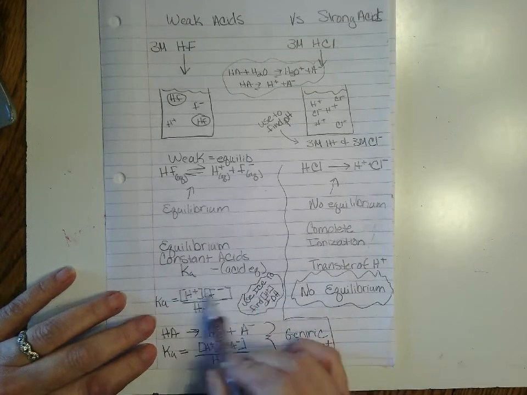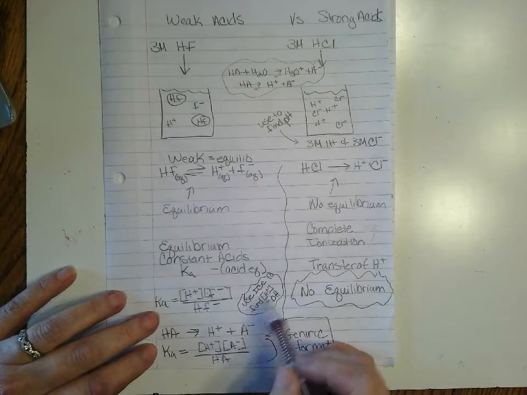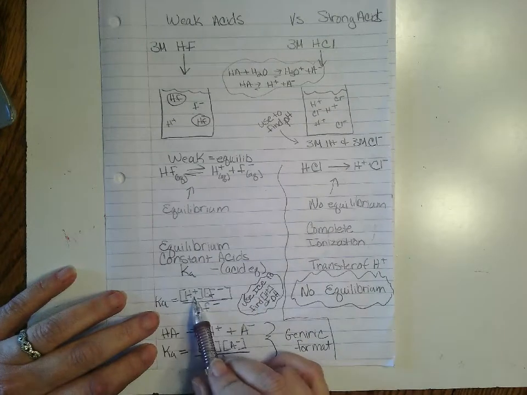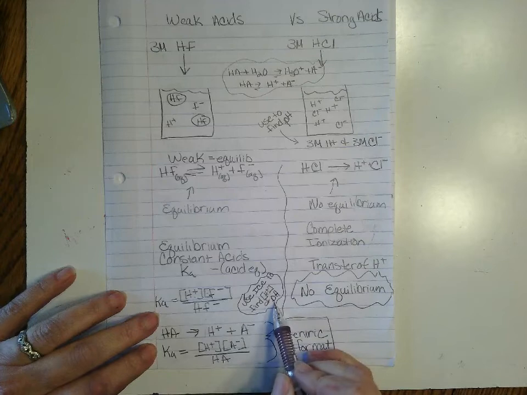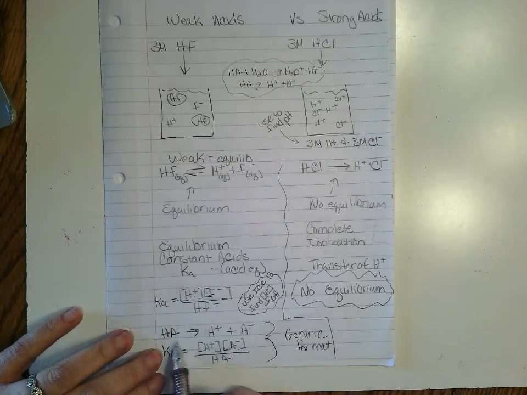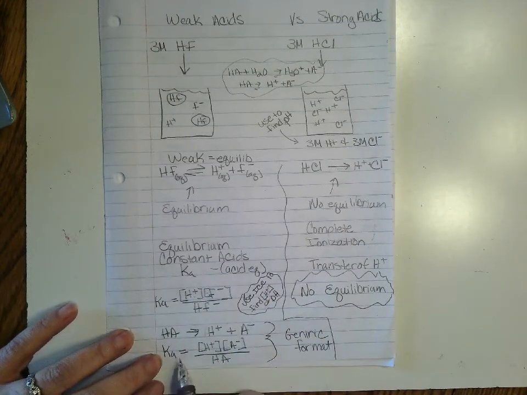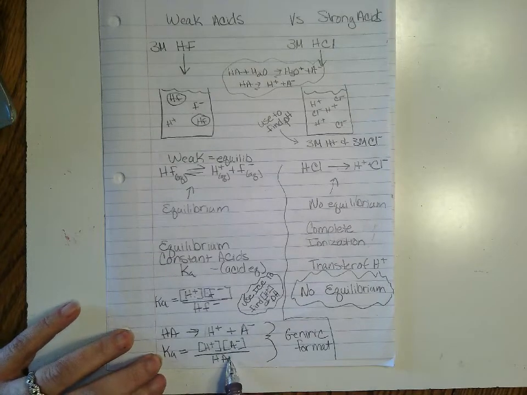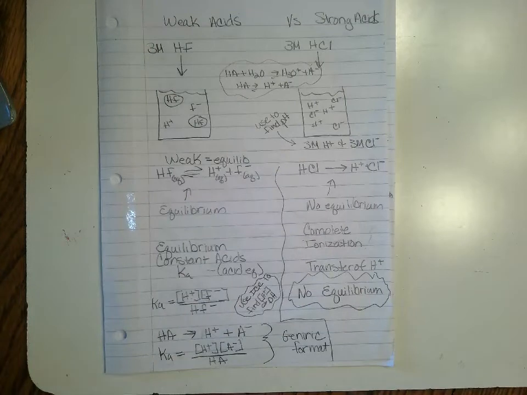So then, if I know what this equilibrium is, I can use an ICE chart to find my hydrogen concentration. I can change that into pH. So here's just the generic format with my Ka, H+ A- over HA.